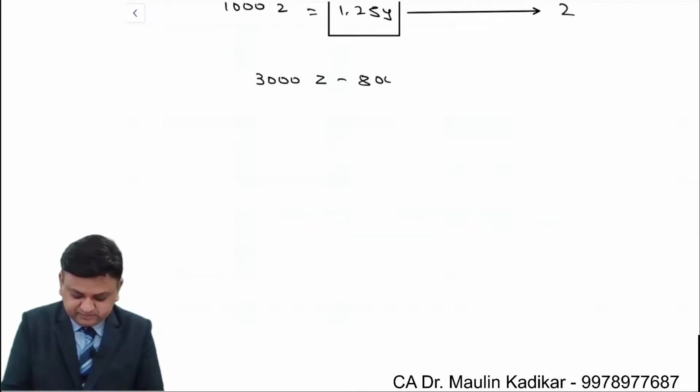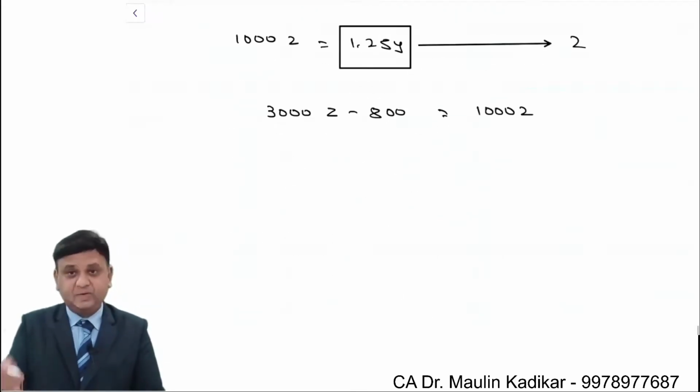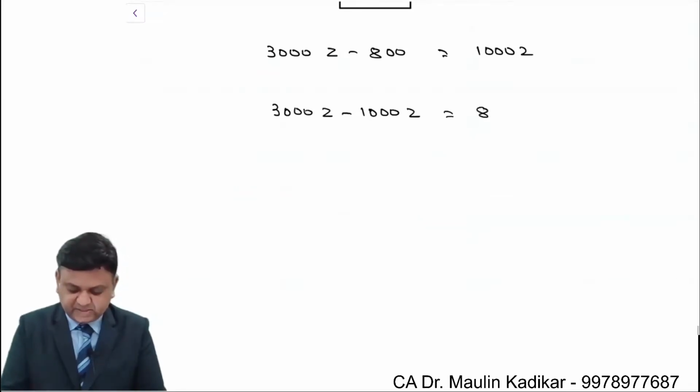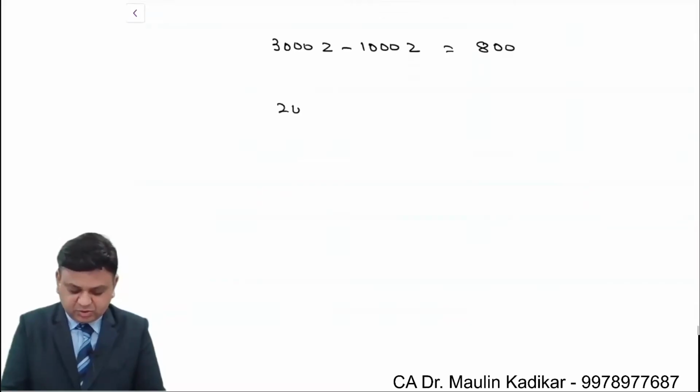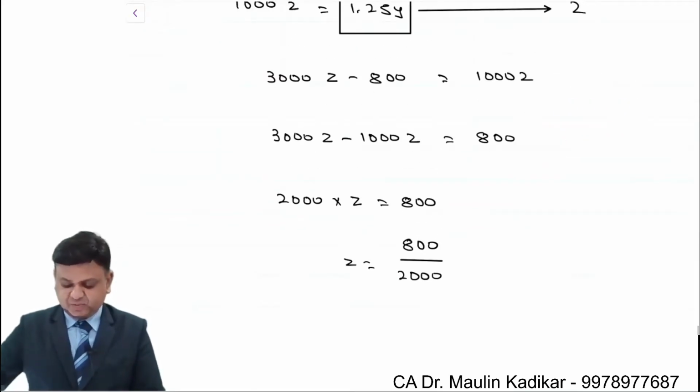3000Z minus 800 is equal to 1000Z. 1000Z is transferred over here. So 3000Z minus 1000Z is equal to 800. So 2000 into Z is equal to 800. So Z is equal to 800 divided by 2000. That is the way the hedge ratio is 0.4.